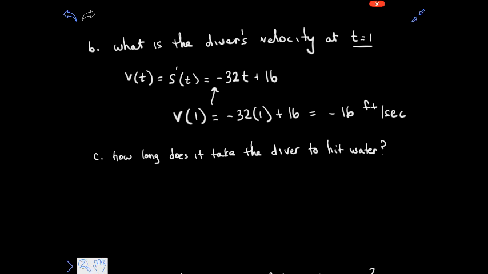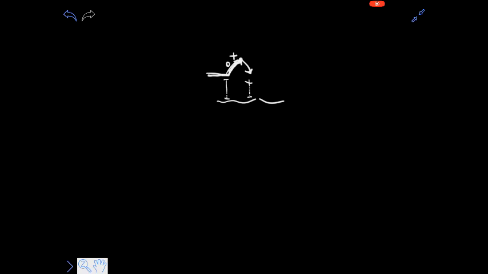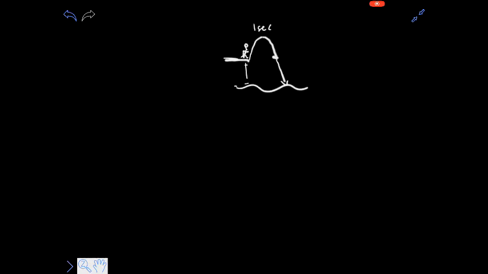Now, how long does it take the diver to hit the water? So going back to this drawing here, it took 1 second. Let me clean this up a little bit. So here's the water, we got the diver, 12 feet off the ground. It took 1 second to go up and then down to 12 feet again. So this is 1 second. How much longer is it going to take for this diver to hit the water right there? So obviously more than 1 second. Now if we think about answering this question, we need to figure out the position of the diver right here when the diver hits the water.